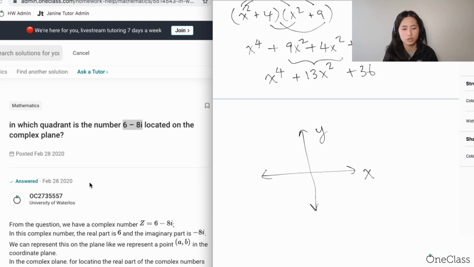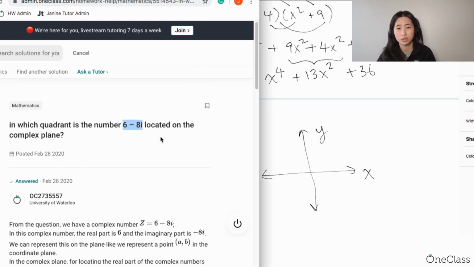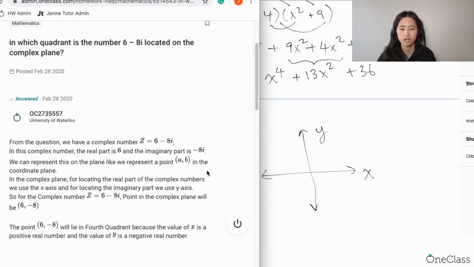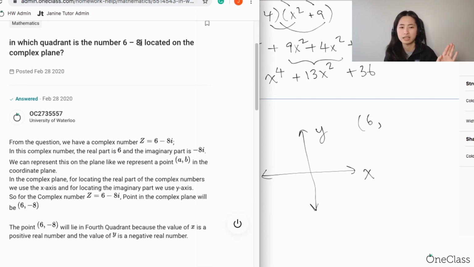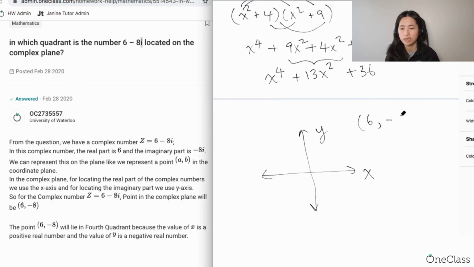What they're trying to do here is break down your x and y coordinates. So if you have your 6 over here, they're going to write this as 6. That's going to be your x coordinate, and your y coordinate is simply the number that is multiplied to your imaginary number. In this case, it's going to be minus 8. So this is going to be 6 comma negative 8, right?